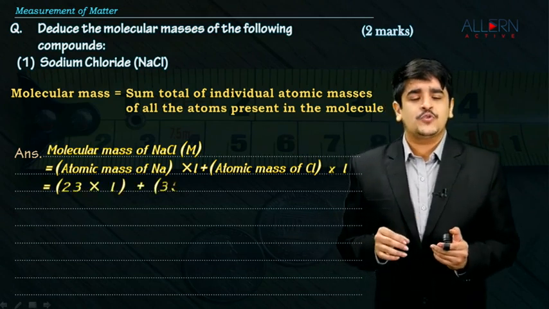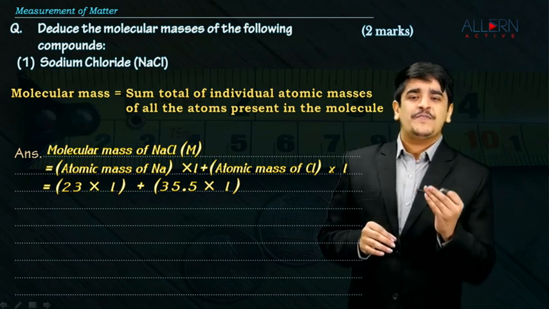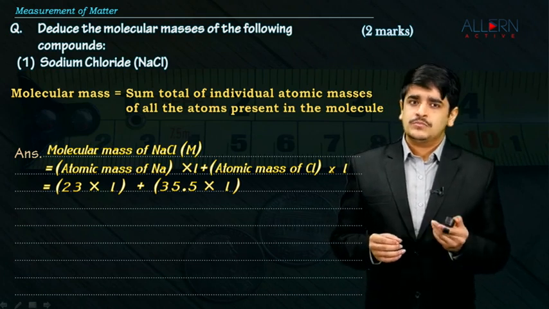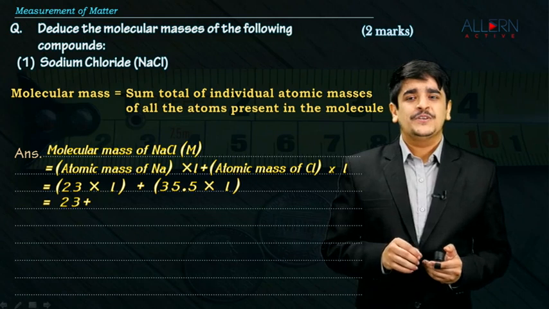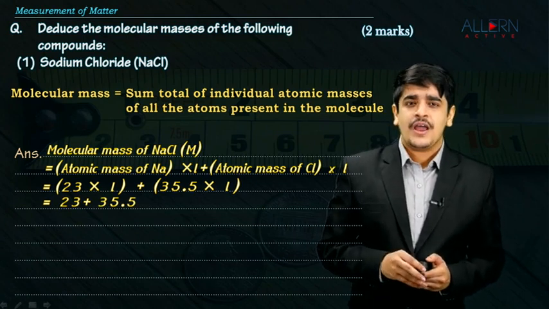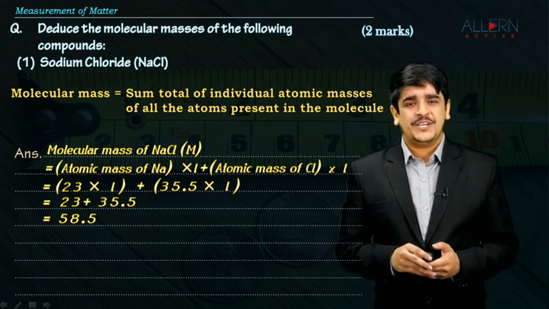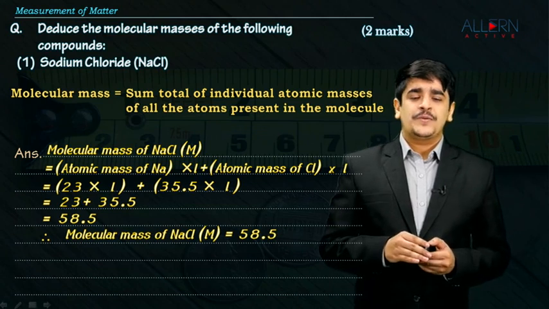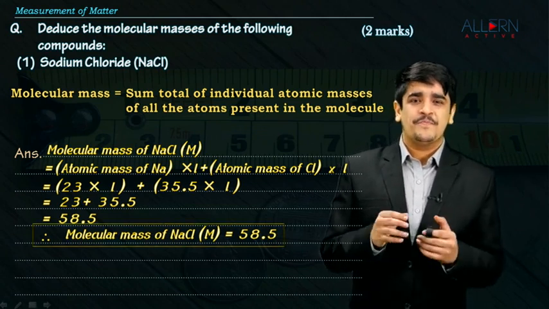The atomic mass of sodium is 23 multiplied by 1. The atomic mass of chlorine is 35.5 multiplied by 1. Question. What is 23 multiplied by 1? 23. What is 35.5 multiplied by 1? 35.5. So 23 plus 35.5, what is going to be my answer? Perfect. My mass is going to be 58.5. So here it says, and I quote, the molecular mass of sodium chloride is going to be 58.5. That's my perfect answer. Let me box it up.